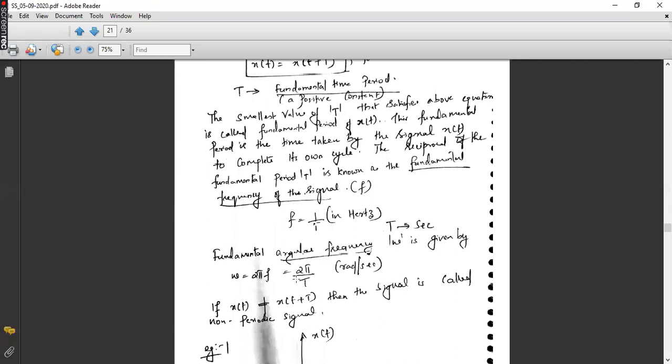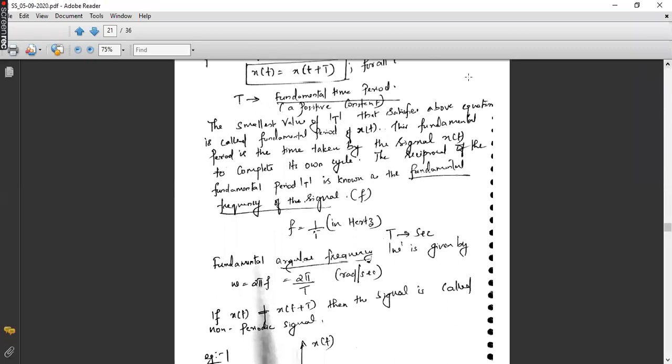Clear? Now, if this condition is not satisfied, which condition? x of t not equal to x of t plus T. If this condition is not satisfied, then you can say that it is non-periodic. So take your note and fill the conditions for periodic and non-periodic. Condition of periodic is x of t equal to x of t plus capital T. Condition of non-periodic is x of t not equal to x of t plus capital T. So if this condition, whatever I have put in this box, is not satisfied, then it is called a non-periodic signal.